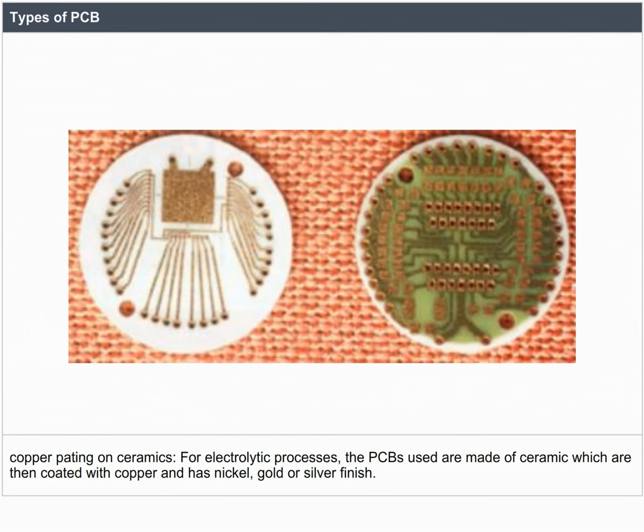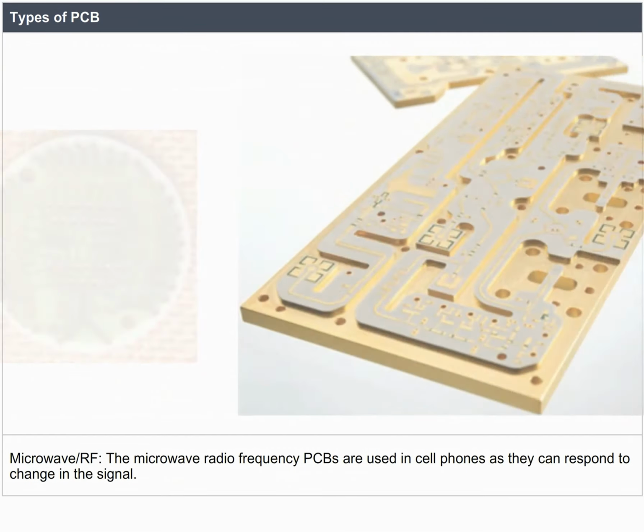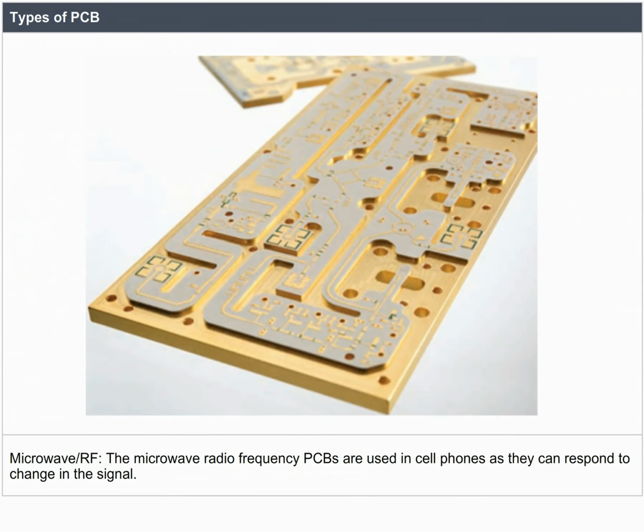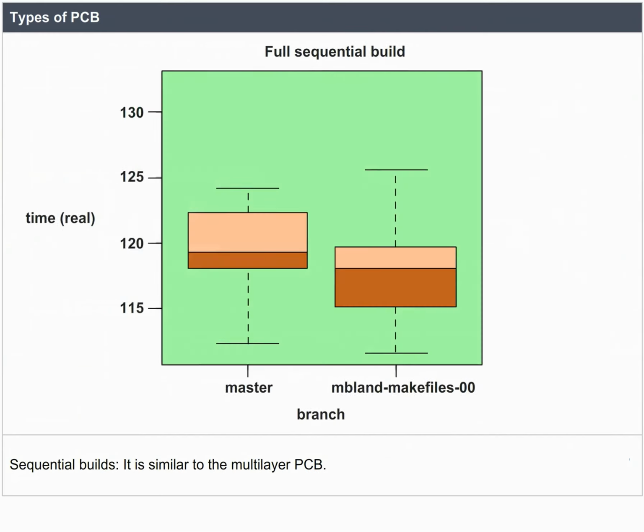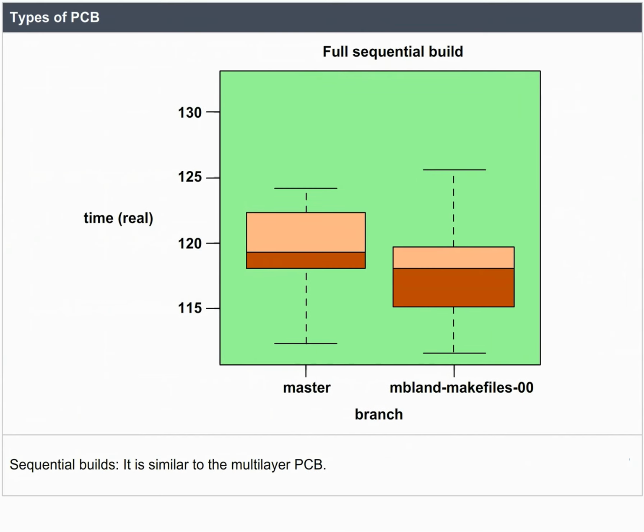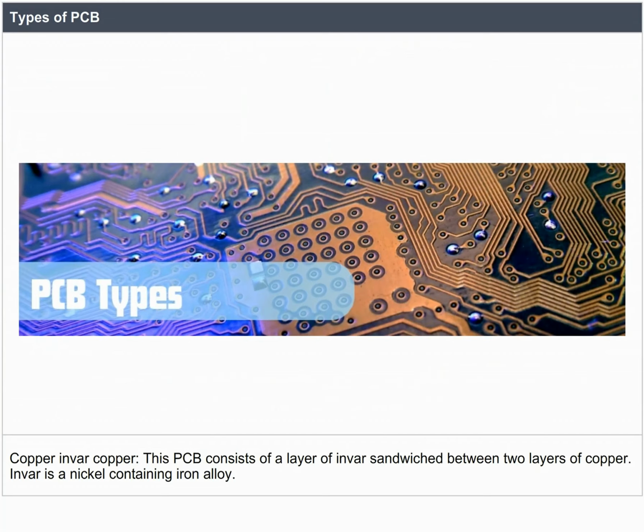Copper plating on ceramics. For electrolytic processes, the PCBs used are made of ceramic, which are then coated with copper and have a nickel, gold, or silver finish. Microwave RF. The microwave radio frequency PCBs are used in cell phones as they can respond to change in the signal. Sequential builds. It is similar to multi-layer PCB. Copper invar copper. This PCB consists of a layer of invar sandwiched between two layers of copper. Invar is a nickel-containing iron alloy.